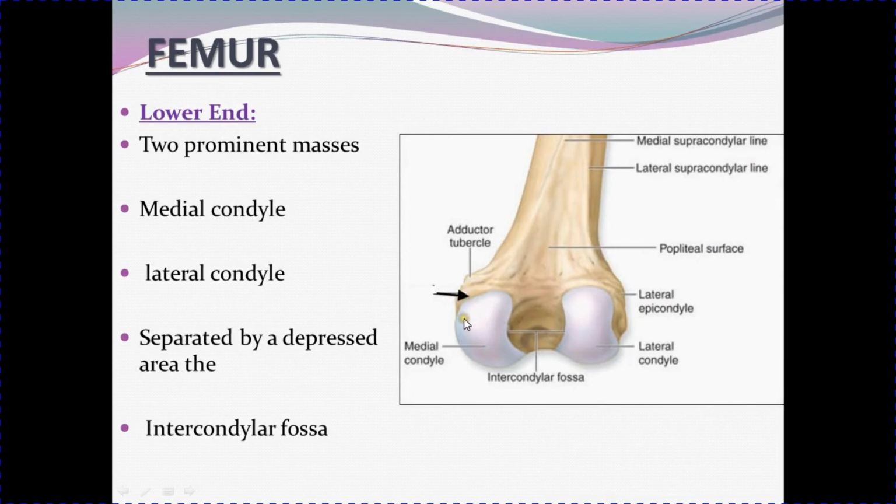The lower end has two prominent masses which are called as condyles: the medial condyle and the lateral condyle. These two condyles are separated by a depressed area which is called as intercondylar fossa.